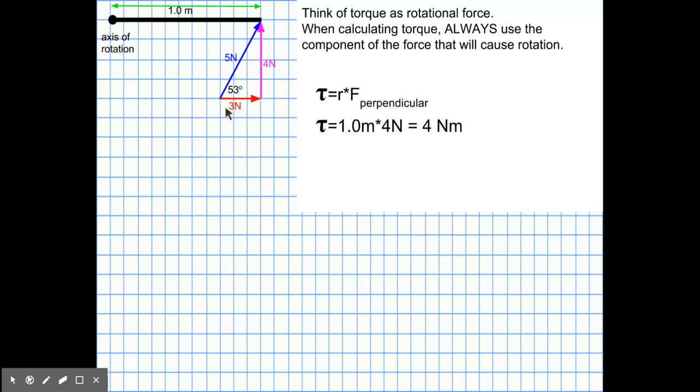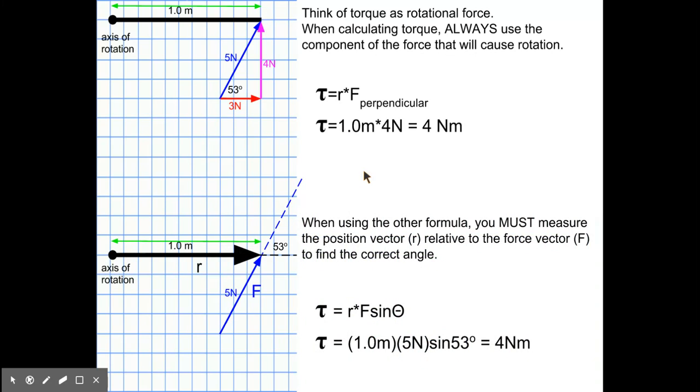Okay? The horizontal component or the parallel component will not produce a torque. In other words, it will not make this object rotate in that direction, but that 4 Newton force will. So to calculate the torque, we take the distance from where we're applying the force to the axis of rotation, in this case 1 meter, the 4 Newton force, not the 5 Newton force. It's always got to be the component that's perpendicular, and we multiply those two together and we get 4 Newton meters.